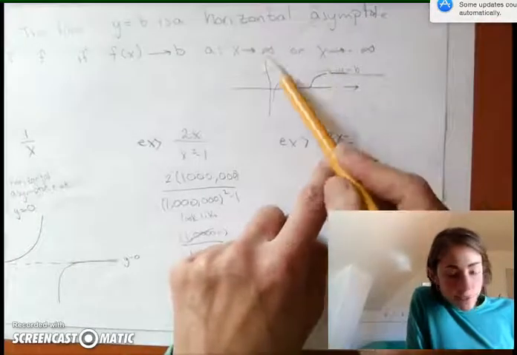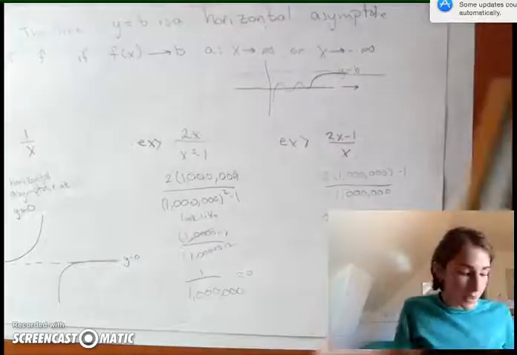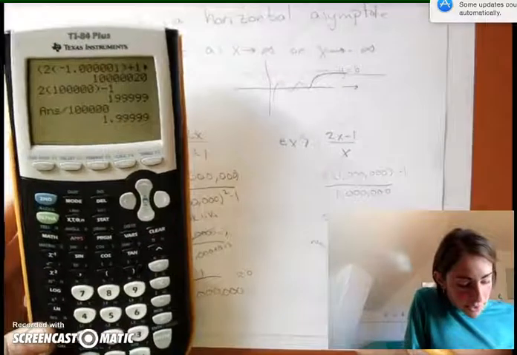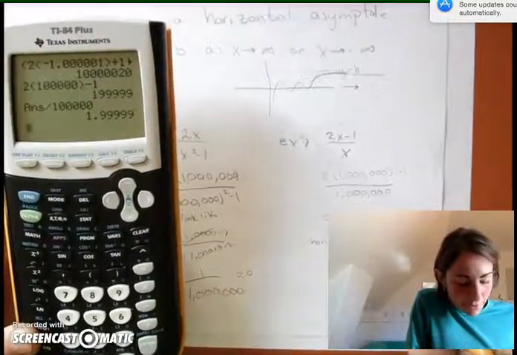So as the x values go toward infinity, the y values are getting closer to 2. So this is going to tell us that the horizontal asymptote should be at 2. And we can check that in the graph.